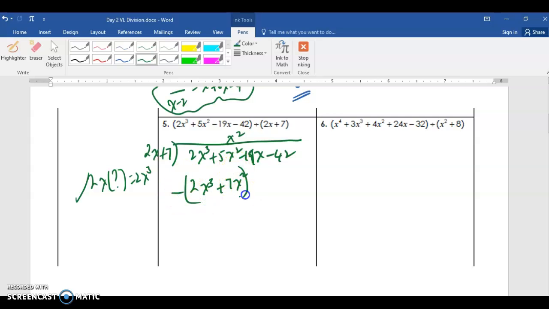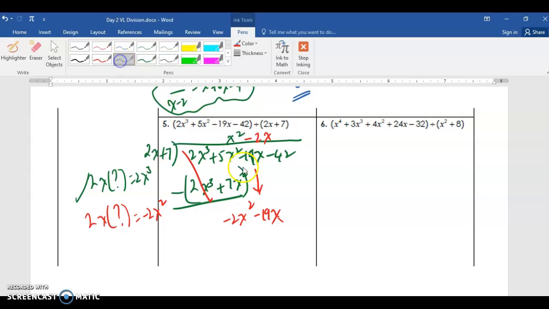Right? Now subtract. So this becomes 0. 5x squared minus 7x squared is negative 2x squared. And bring down the 19x. Repeat the question. 2x times what is negative 2x squared? It's negative 2x, right? So negative 2x times 2x, not 2x, just x, my bad. There is no 2x here because 2 is already there. So negative x times 2x is negative 2x squared.